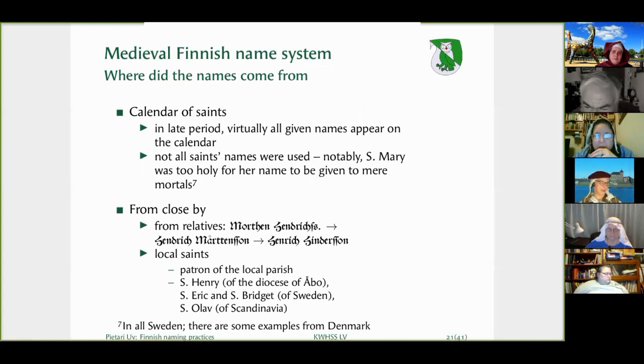Just getting to my next slide. In late period, virtually all the given names appear on the calendar of saints. Although not all saints' names were used by people. One of the notable examples is Saint Mary, who was across all Sweden considered too holy to give her name to mere mortals. Once you get to Denmark, that name appears in period documents as well.